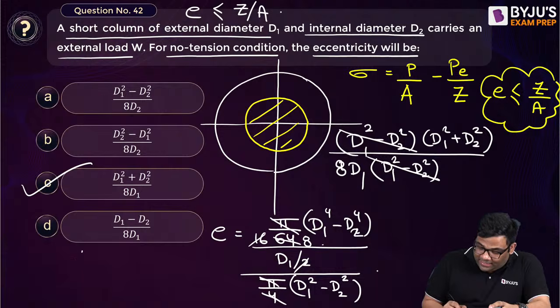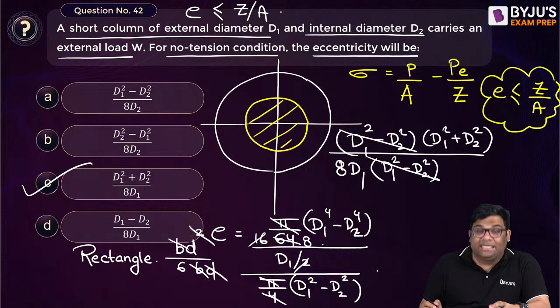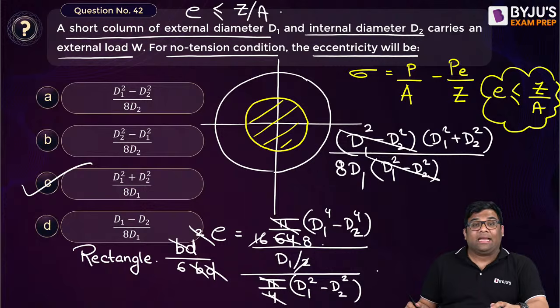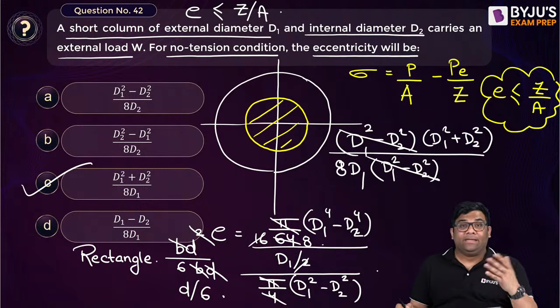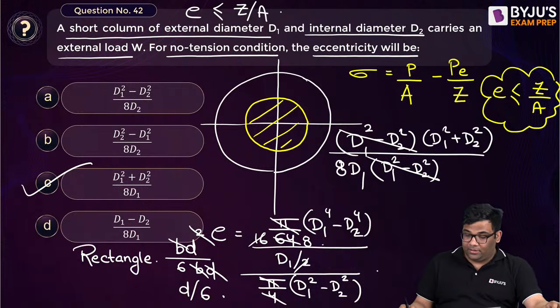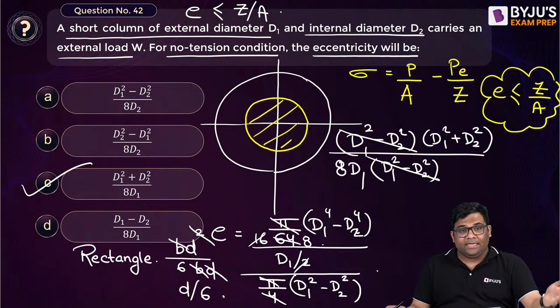And for a rectangle, what will be the condition? For a rectangle, eccentricity will be how much? Z will be BD cube by 12 divided by D by 2, so Z is BD square by 6, and area is BD. So I can say it is D by 6. For a rectangle, eccentricity will be D by 6 on one side, and on the other side it will be B by 6.